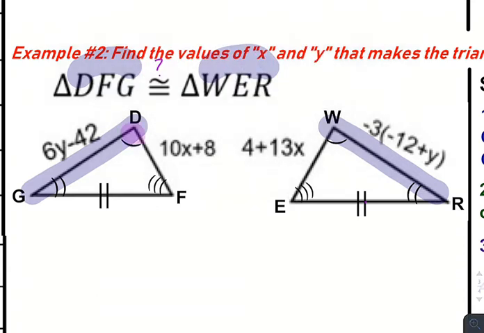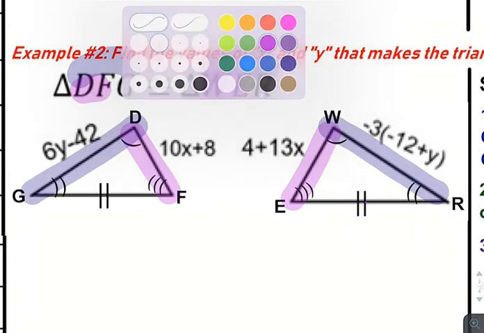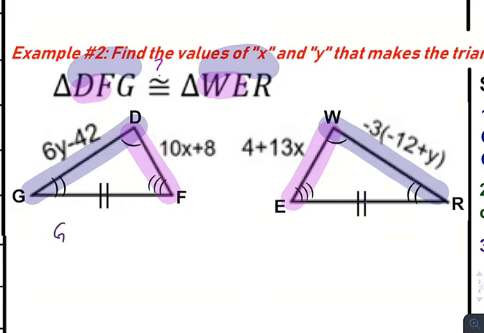Now, in terms of setting up these to solve, we do know that GD has to be the same as WR. They're the ones that are matched to be the same, so it's GD and WR. And then we can do a substitution. So GD is actually 6y minus 42, and that has to be the same, because congruency and equivalency mean the same thing, as the side length on the right, which is -3 times the quantity -12 plus y. Okay. So now that we have this set up, we just have to go about the business of solving using algebra. That's our next step.